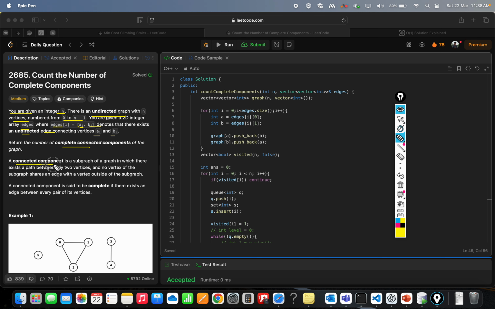A connected component is a subgraph of the graph in which there exists a path between any two vertices, and no vertex of the subgraph shares an edge with a vertex outside the subgraph. So this is the definition of a component, and a connected component is said to be complete if there exist edges between every pair of its vertices. So we have to find the number of complete components.